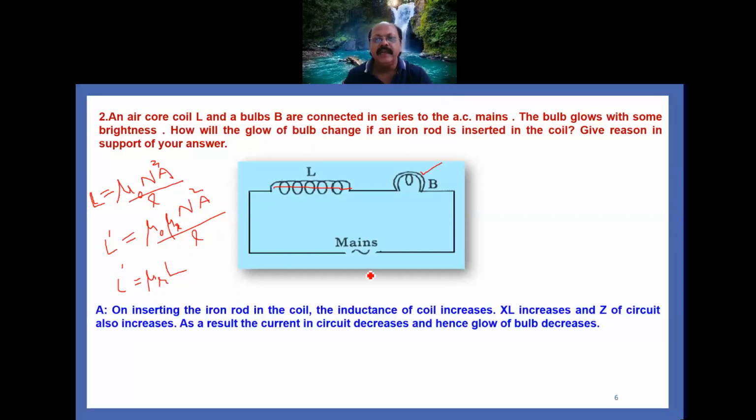The answer is very clear. On inserting the iron rod in the coil, the inductance of the coil increases, as I explained. Then XL increases. Obviously, when inductance increases, the inductive reactance increases, as a result of which the impedance of the circuit also increases and the current decreases, hence the glow of the bulb decreases.